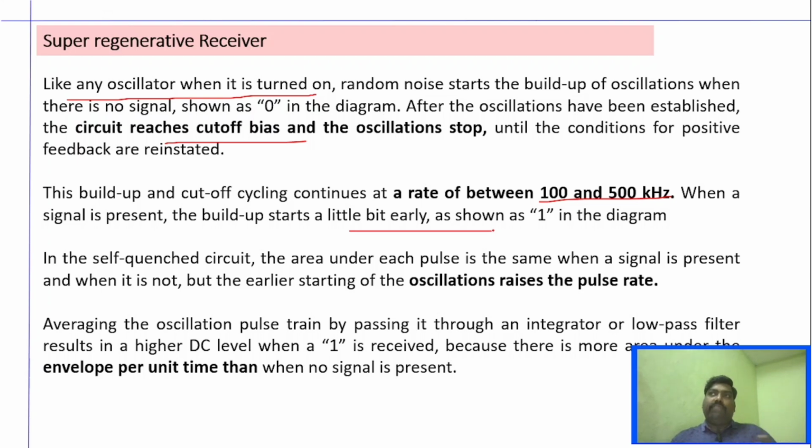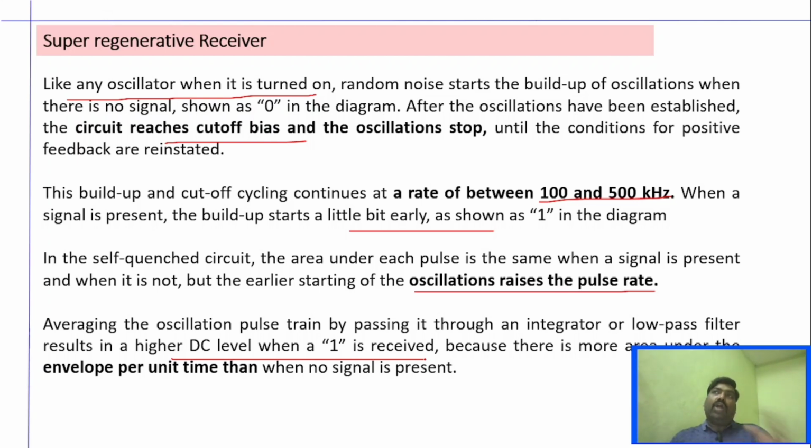And the same thing happens whenever the signal is present, but the oscillation will start a little early. Because of that, if you use a self-quench circuit, when the signal is present, each pulse will start early, and that raises the pulse rate when signal is present. And as I said, if we send the signal to the integrator or a low pass filter, we will obtain a high DC level when signal is present, for 1, because it has more area under the envelope per unit time.